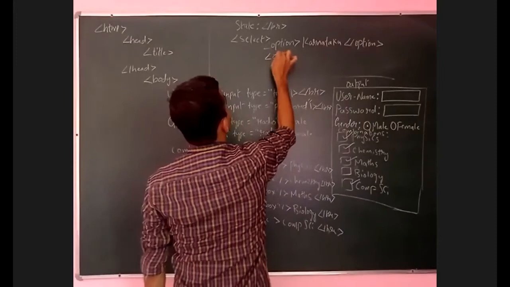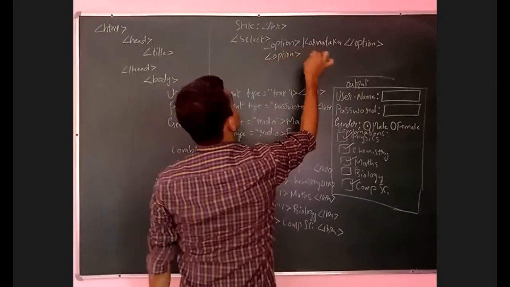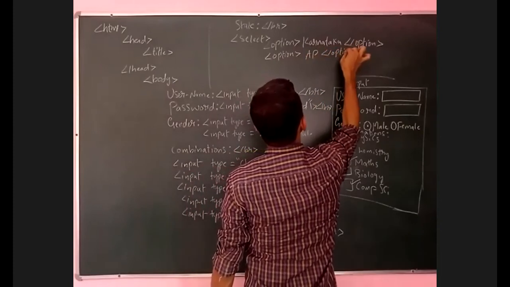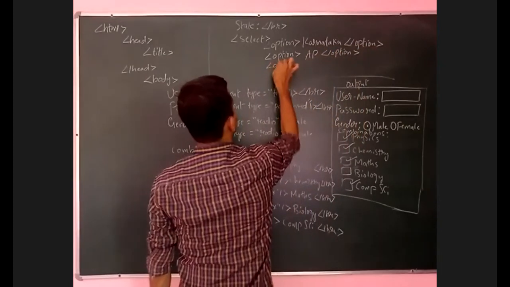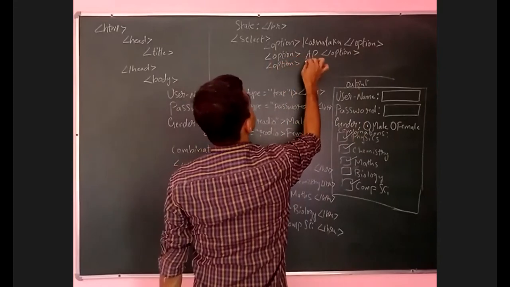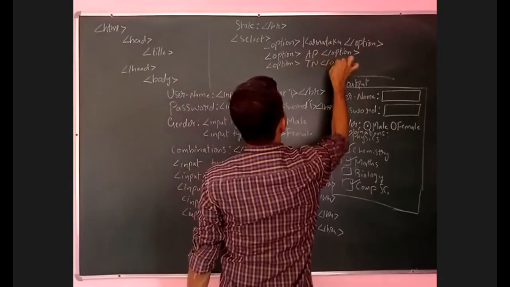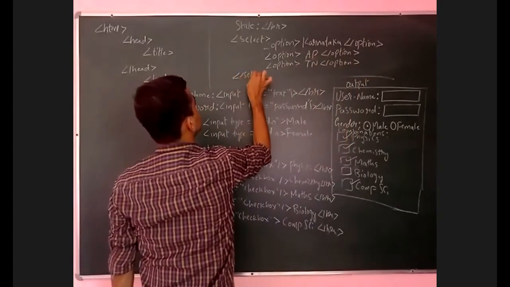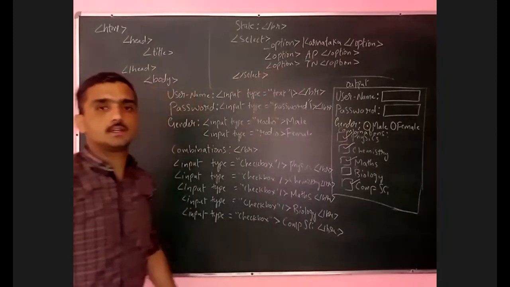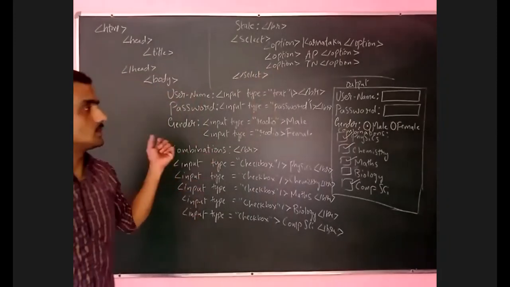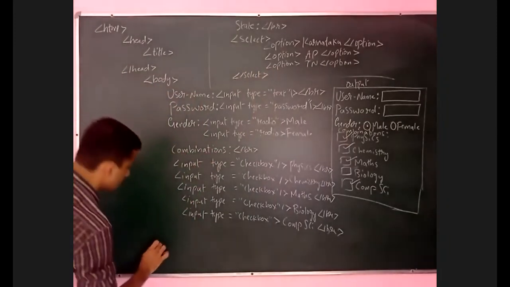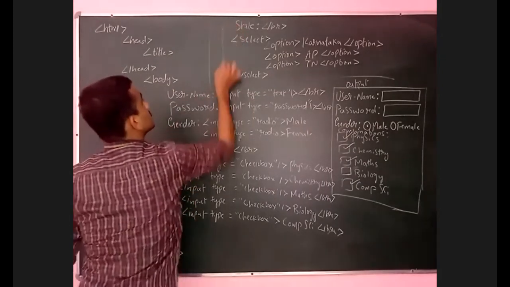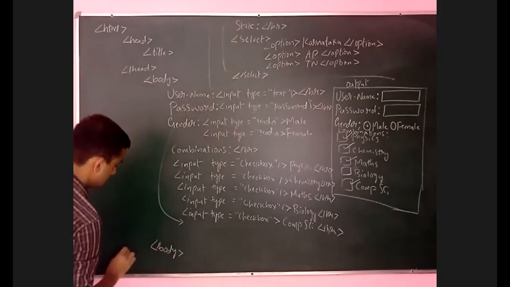Then we go for option, say AP, Andhra Pradesh. Then close this option. TN, Tamil Nadu. Close this option. So this is select. If you are finished with all the things, then you can close the body tag. These things will come here, and then close HTML.